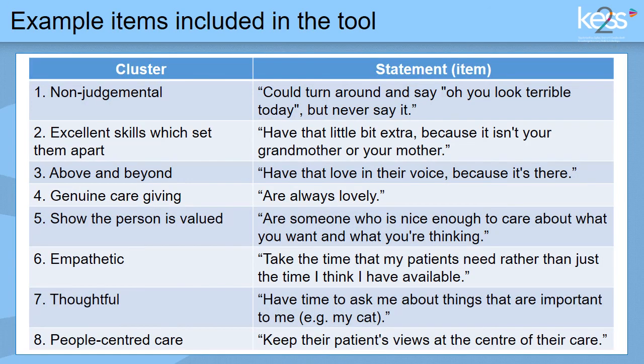This slide shows some examples of items which were initially included in the tool to measure compassionate care. Each item was a statement generated by either an older person, a carer, or a service provider during the brainstorming step of the group concept mapping study. The table shows the corresponding cluster in which each statement or item came from. The items included in the tool are written in the participants' exact words, such that the tool to measure compassionate care represents the voice of older people, carers, and service providers.